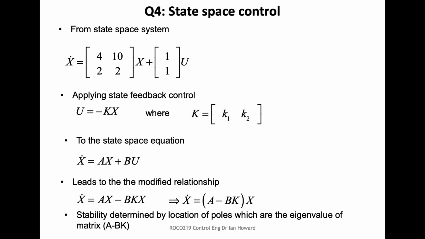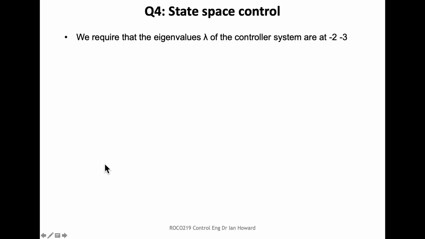And in this particular case, the eigenvalues of the system are determined by the A minus BK matrix, as opposed to in an uncontrolled system where they're determined by the A matrix. So the next bit is to say, look, we want a system now which is going to have poles or eigenvalues at -2 and -3.